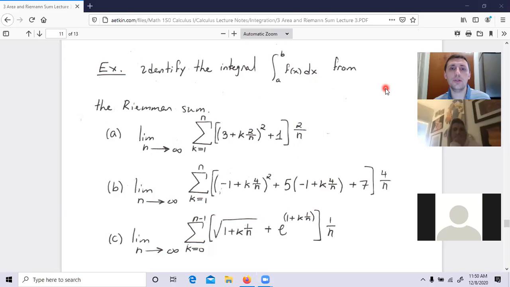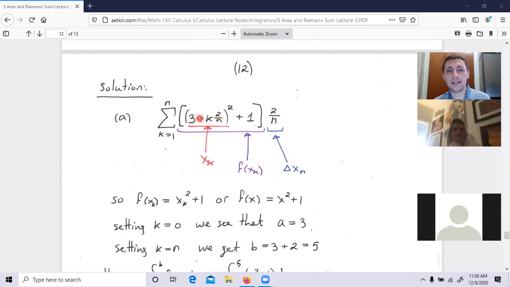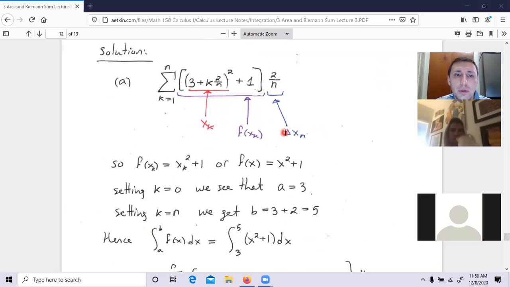All right, so let's go through it. Very simply, this is my xk, right? Where you see the k, that's the xk. The full thing is my function, right? So what's the function? It's xk squared plus one. So my function is x squared plus one. This part is the width of the interval, guys, right? It's so in your face. Now, what rule is being used here? You can easily see what point we begin from, because you set k equal to zero. If k is equal to zero, the initial point is three. And then, regardless of this bound, set k equal to n, it's 3 plus 2. You see? B is 3 plus 2, which is 5.